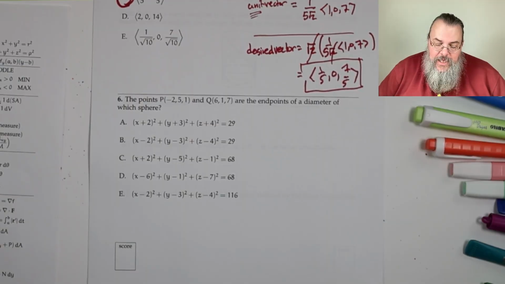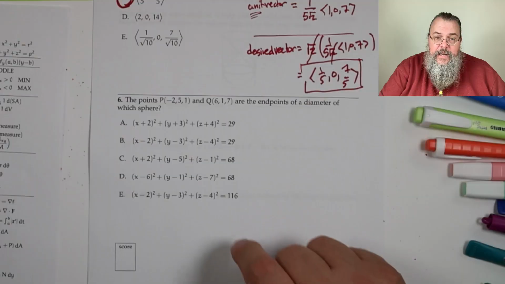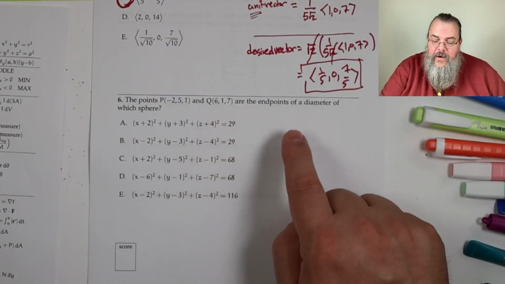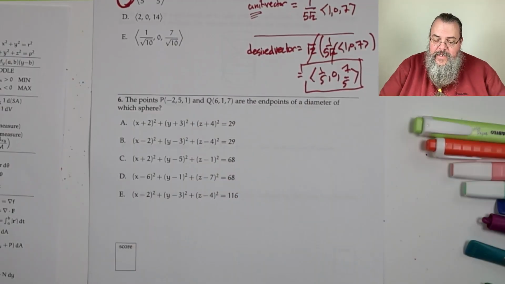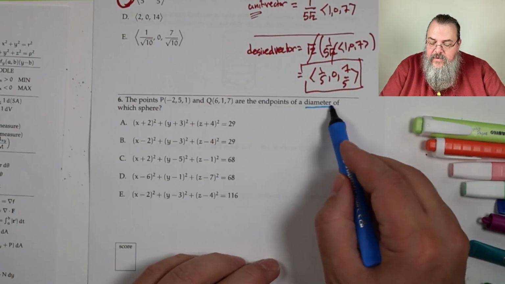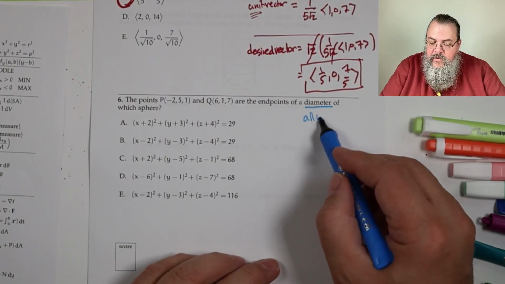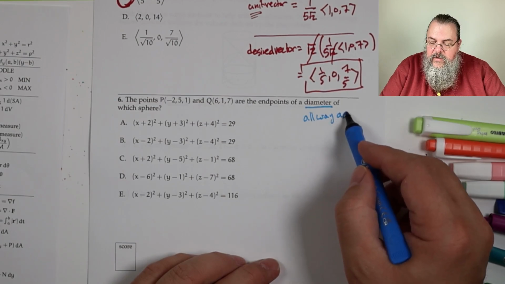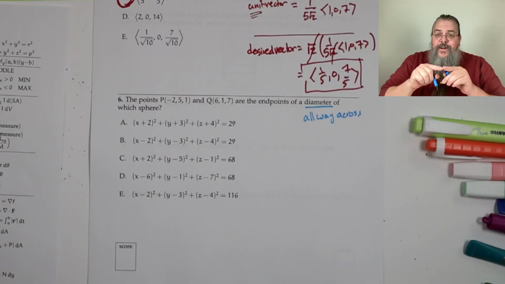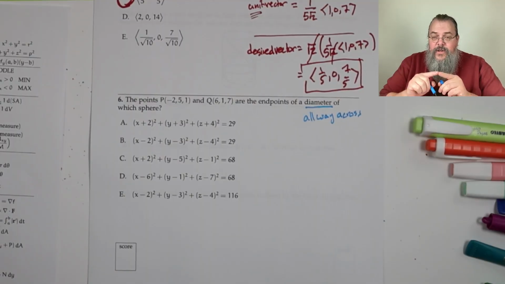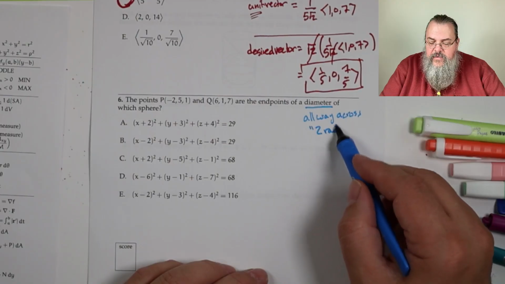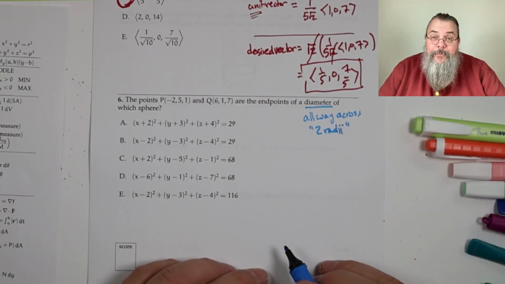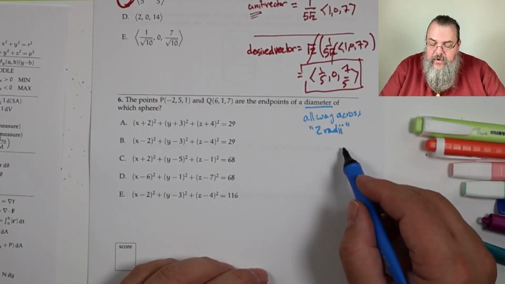The points P, <-2, 5, 1>, and Q, <6, 1, 7>, are the endpoints of a diameter of which sphere? So, as a reminder, diameter, it says you go all the way across. So a radius goes from the center out to the edge of the sphere. So one way to think of diameter is essentially it's like two radii. All right, so that's our idea.